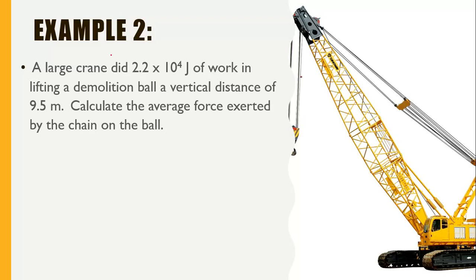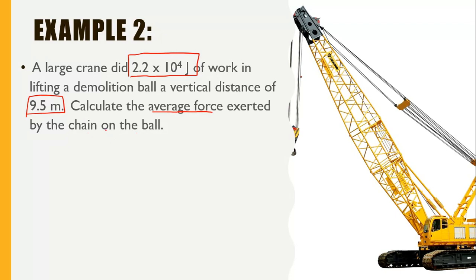Our next example, a large crane did 2.2 times 10 to the 4th joules of work in lifting a demolition ball a vertical distance of 9.5 meters. So there is movement here. The ball is raised above the ground. So what we want to do here is calculate the average force that's exerted on the ball by the chain.